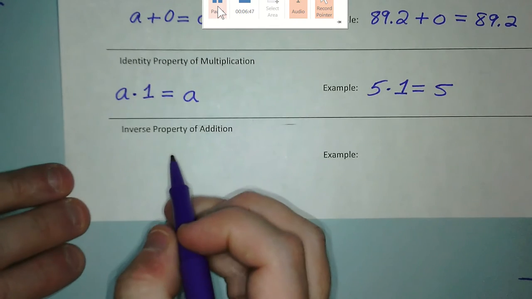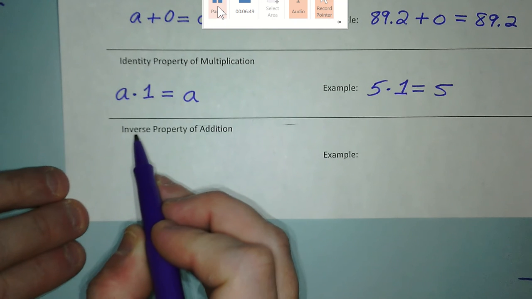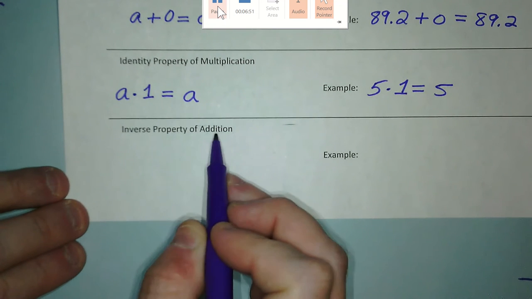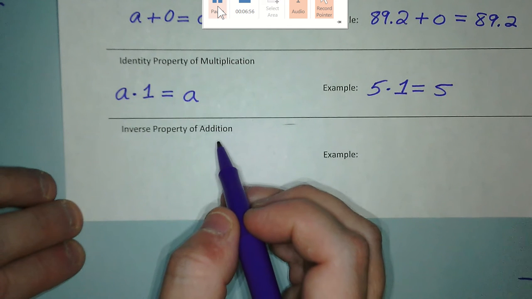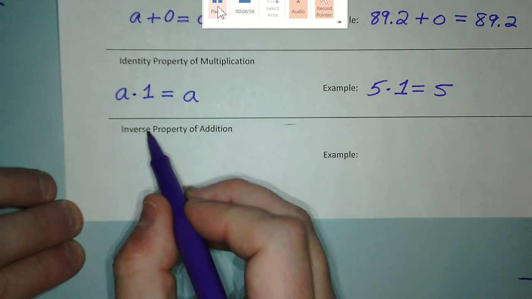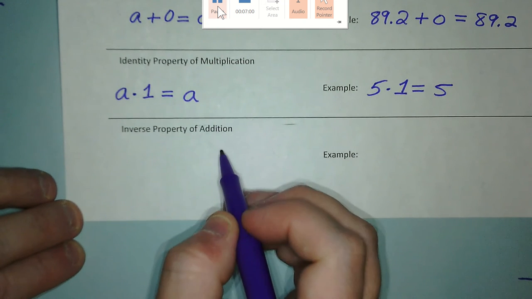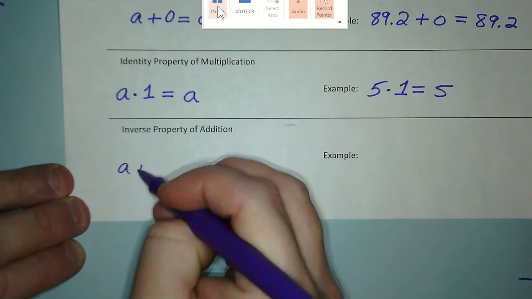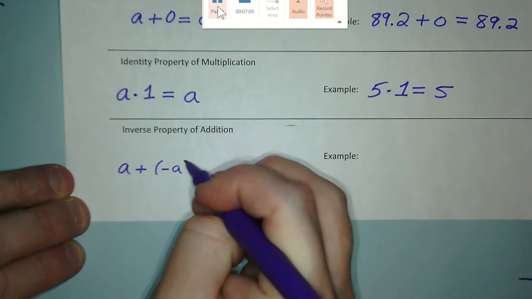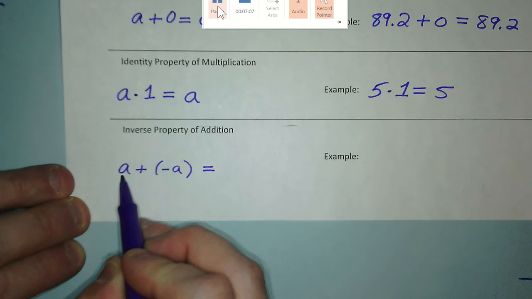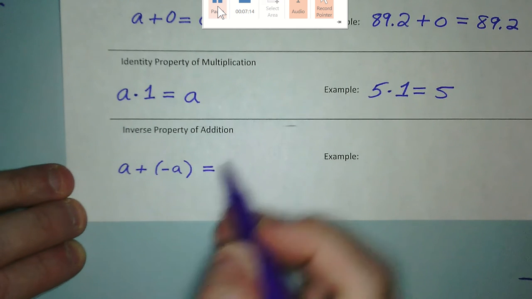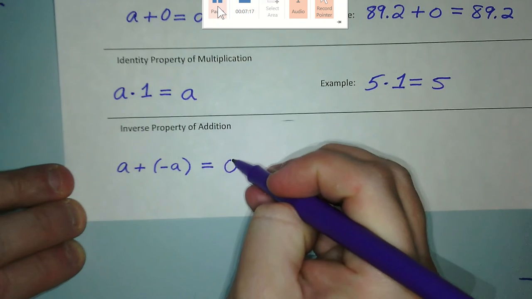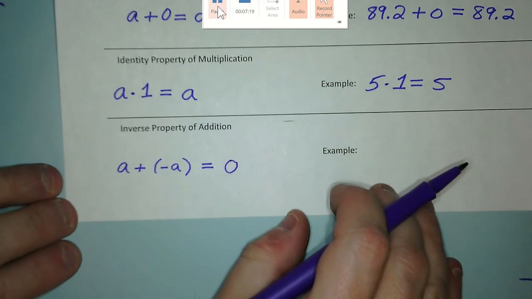All right, here next is the inverse property of addition. Do you remember writing down in earlier notes about an additive inverse? So the inverse property of addition goes like this. It says that if you take a number and its additive inverse, in other words, its opposite, you're always going to get 0. I mean, it's one of those no-duh kind of things.